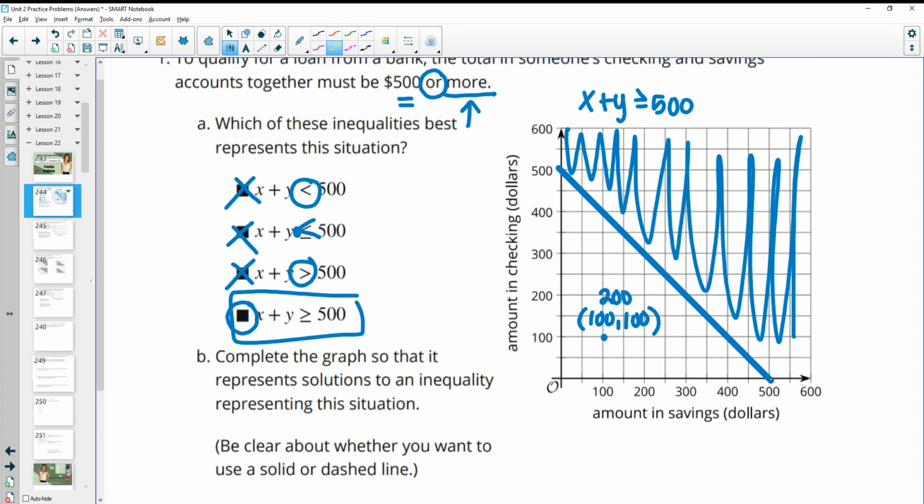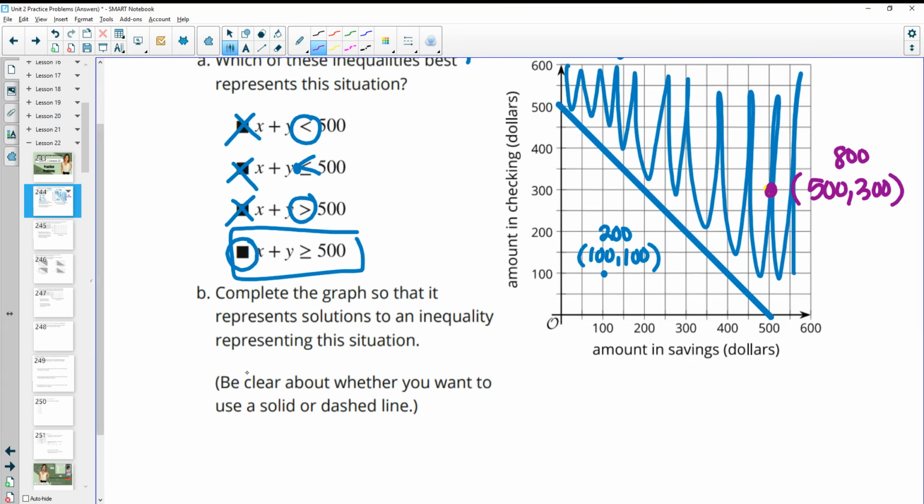And again, you can just pick one to kind of check. So if I did this point here, okay, this point here is the point 500, 300. And if I add those together, that's 800. So then 800 is more than 500. And then it said, be clear whether you want a solid or dashed. And like we said, we want solid.